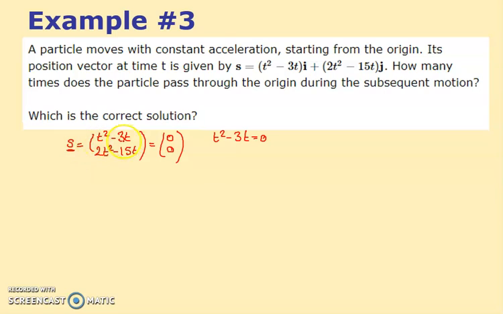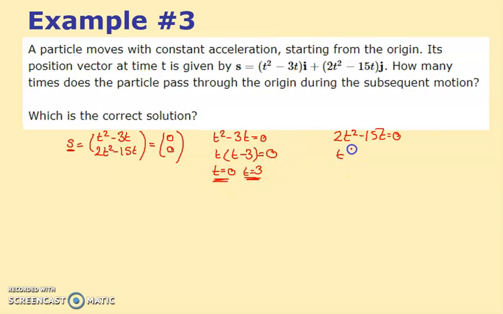Here I've got just a function. It says this is s, this is in both i and j directions. And it's when does it pass through the origin, so I've set it equal to zero. The other equation, of course, is 2t squared minus 15t. But like last time, the answers are going to have to agree. So let's get the answer. I could do this on the calculator, but it's factorizable. It's quite easy to factorize. This gives me t equals 0 and t equals 3. So there's my 2 solutions there.